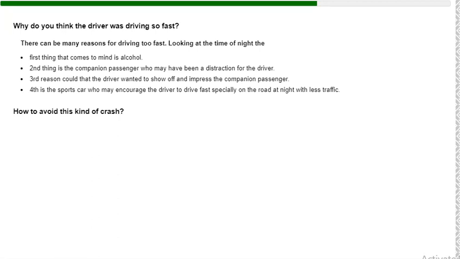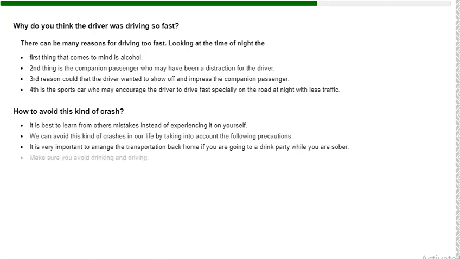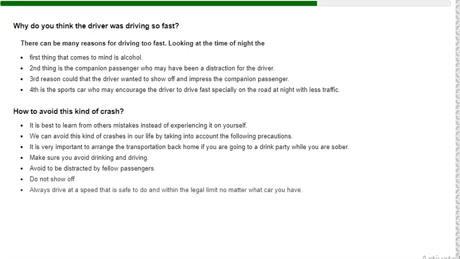It is best to learn from others' mistakes instead of experiencing it on yourself. We can avoid this kind of crashes in our life by taking into account the following precautions. It is very important to arrange the transportation back home if you are going to a drink party while you are sober. Make sure you avoid drinking and driving. Avoid being distracted by fellow passengers. Do not show off. Always drive at a speed that is safe to do and within the legal limit no matter what car you have.